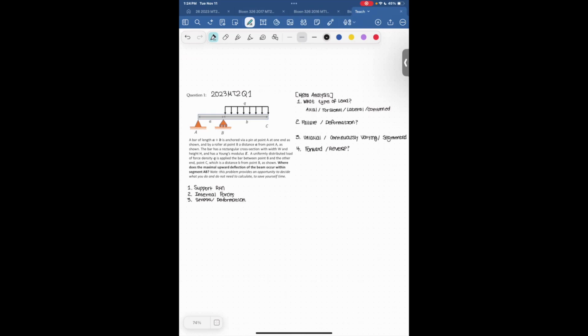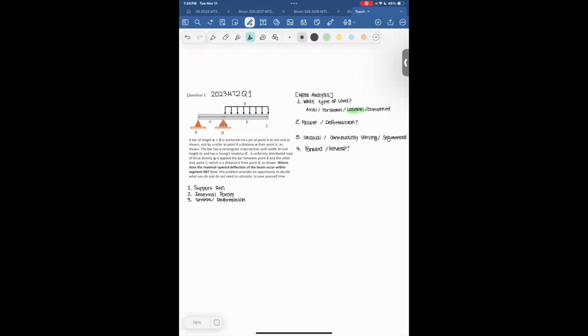Before we start and actually do all this physics and math, what I like to do is follow our professor's meta-analysis. The questions that you need to ask are what type of load this is. If you look at this question, we can tell that this is only a lateral. So this is a lateral.